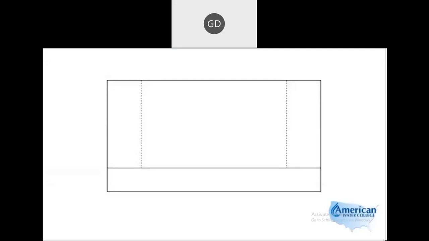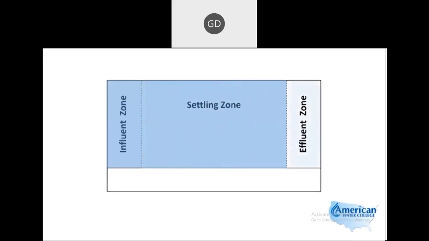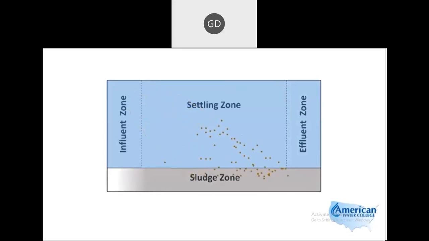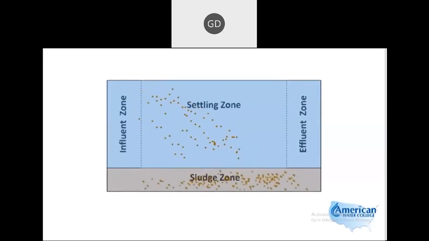And here we have a rectangular sedimentation basin with its influent zone. So the first zone of a rectangular sedimentation basin is the influent zone, and this is where water enters the tank. As the water moves through the tank, it enters the settling zone, and this is where the settling takes place of the particles that will settle out. And at the end of the basin is the effluent zone, and this is where the water leaves the basin. And on the bottom, we have the sludge zone. The sludge zone is where the settled solids collect.